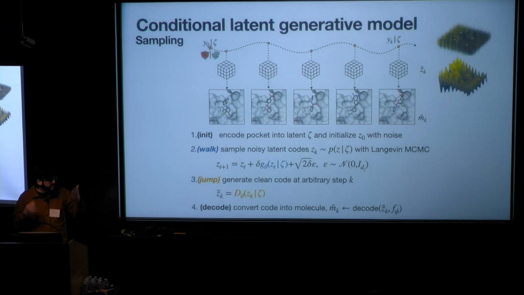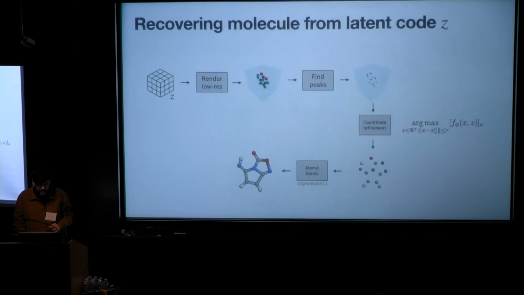And then at arbitrary time, we do the jump step to clean up those noisy latent codes to have a clean code. Now, with that clean code, we just need to actually extract the molecule from it in one way or another. So there is a post-processing step that converts the code that has been generated into a molecule. So then again, we can communicate this to biologists or chemists. Yeah?